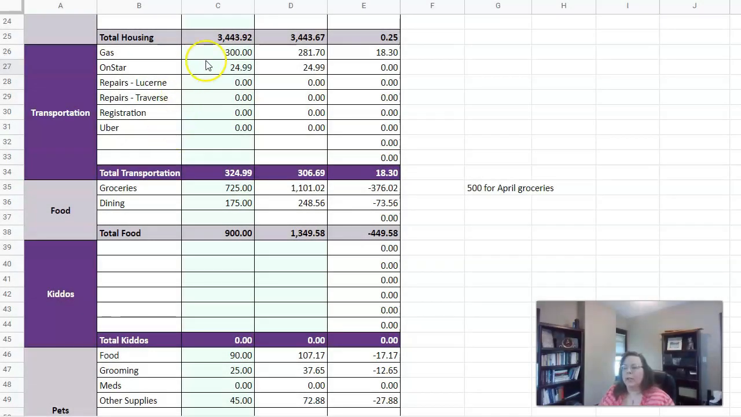All right, in transportation, we had $281 for gas, $24 for OnStar, and nothing else, bringing our total to $306, which was under by $18.